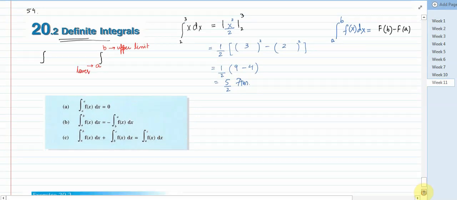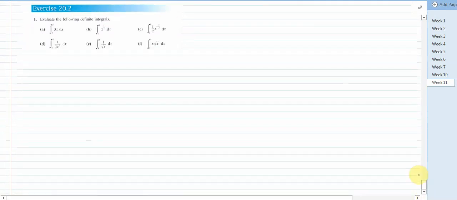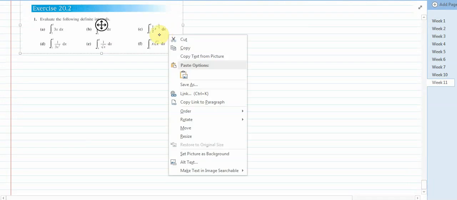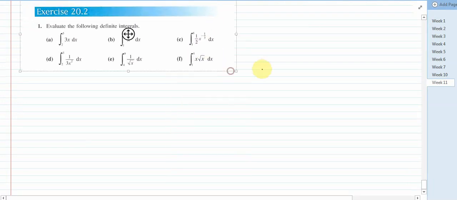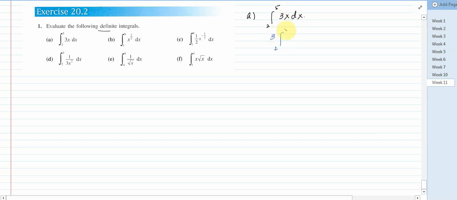After that we are moving towards exercise 20.2 regarding definite integrals. I will start with the first part, A. The question says evaluate the following definite integrals. The question is the integral from 2 to 5 of 3x dx. We need to integrate that function. 3 is the coefficient, so you can say 3 times the integral from 2 to 5 of x dx.